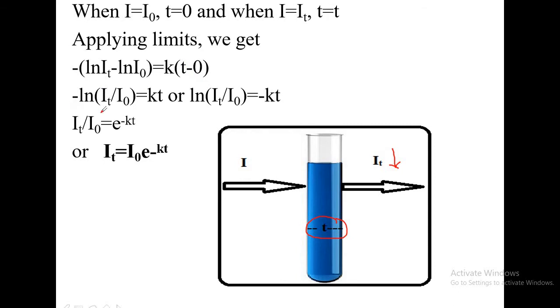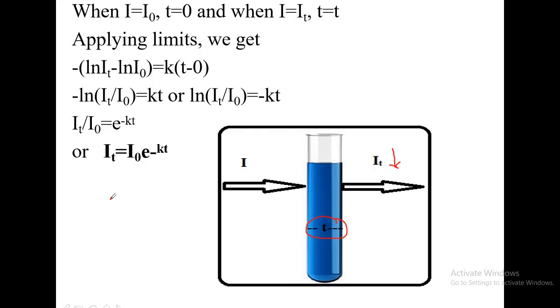So minus ln, if this one is ln m minus ln n, that is a logarithmic formula: log x minus log y is log x by y. So it is minus ln IT by I naught, that is equal to k into t. Or if the minus sign is taken to the other side, ln IT by I naught is equal to minus kt. IT by I naught is equal to e power minus kt. Ln is nothing but logarithm to the base e. Therefore, it becomes e power minus kt. Then IT is equal to I naught into e to the power minus kt.